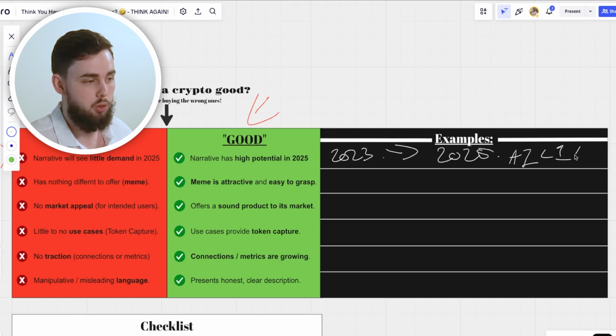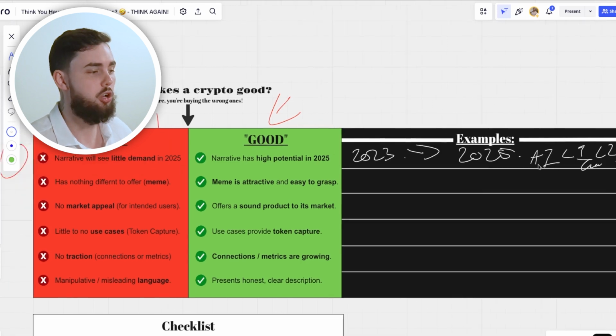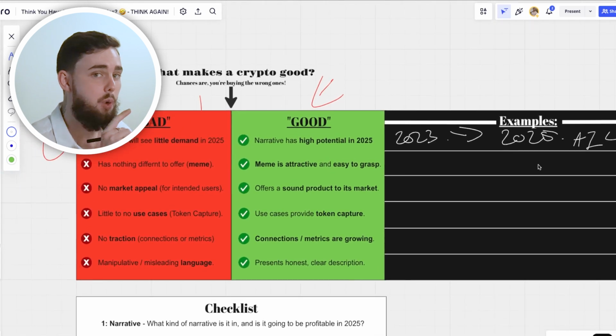What else? Well, layer 1s are always going to be good. Layer 2 is going to be good. Of course, gaming, right? Metaverse might start to pick up a little bit. So you have to look at this sort of stuff. That's the number one thing you should do.